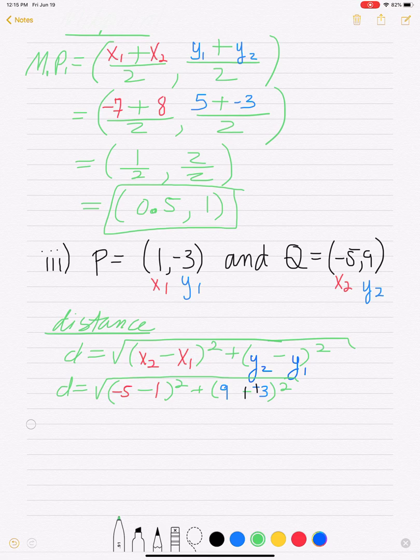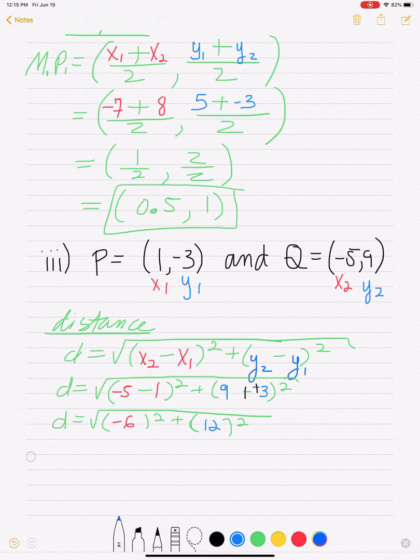Okay, so we've got to simplify what's in the parentheses. We're going to have the square root of blank squared plus blank squared. So in the first parentheses, we've got -5 minus 1, which is -6. And in the second parentheses, we've got 9 plus 3. 9 plus 3 is 12.